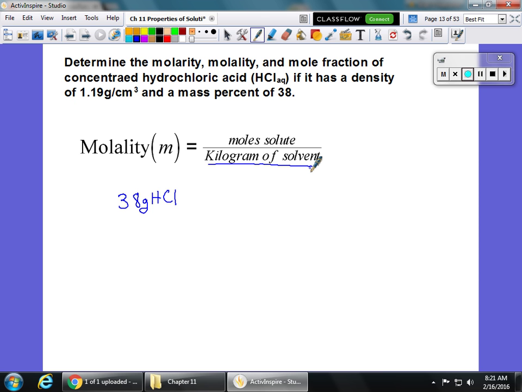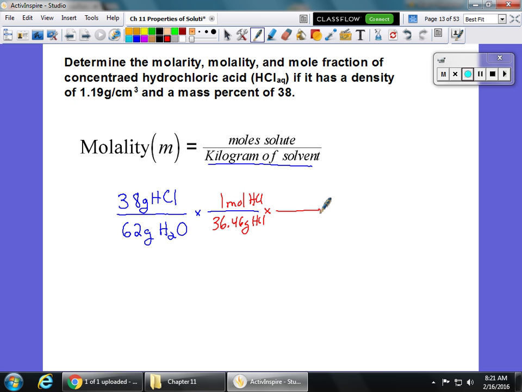If we have 38 grams of hydrochloric acid and our solvent is water, that means that there are 62 grams of water in that same amount of solution. For every 38 grams of hydrochloric acid, you have 62 grams of water. We can convert the moles very much the way we did before. This is 36.46 grams of HCl for every 1 mole of hydrochloric acid. And now we just need to convert the water.